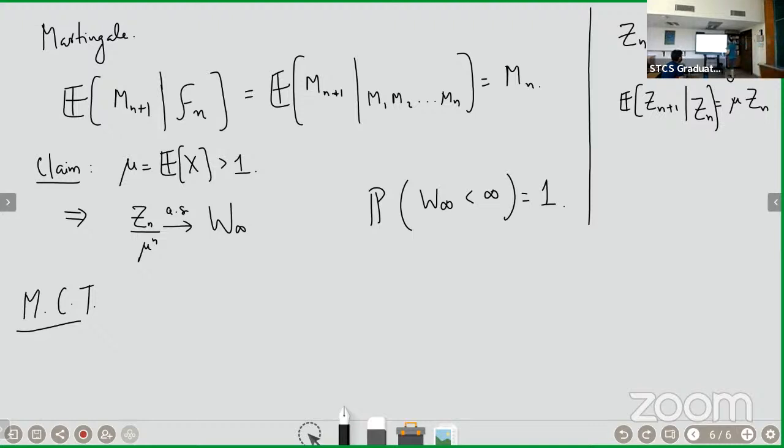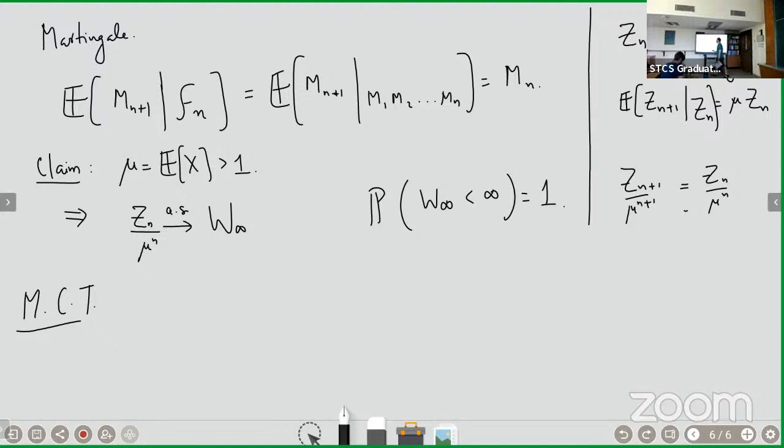Then if I divide by mu to the power n plus 1 on both sides, what will I get? I get Z_{n+1} over mu to the power n plus 1. Magically, this process is the correct thing.